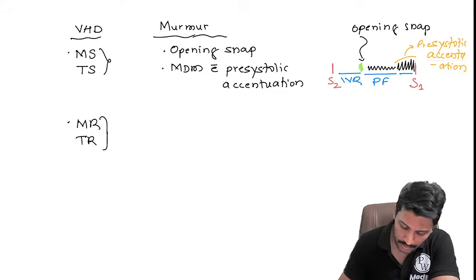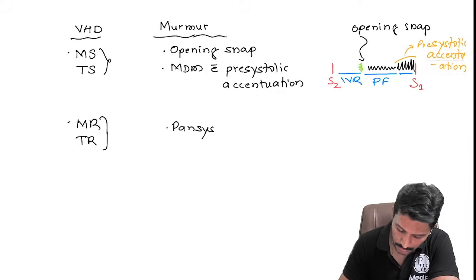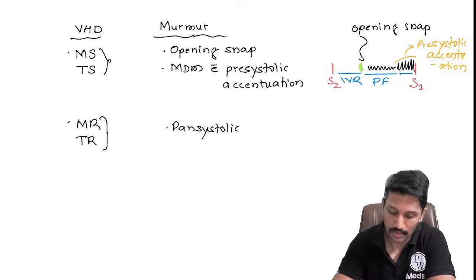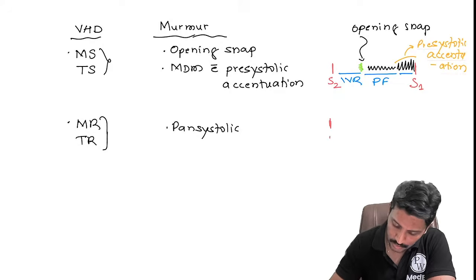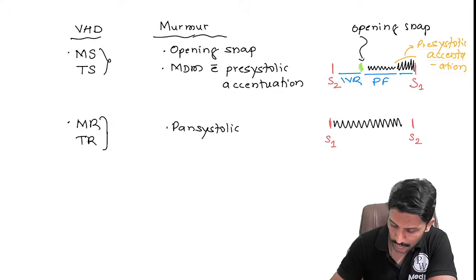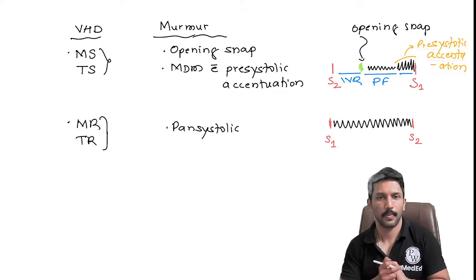In case of MR and TR, the murmur will be pan-systolic. That means the murmur runs throughout the systole. From S1 to S2 is our systole. So this murmur will be running throughout the systole.